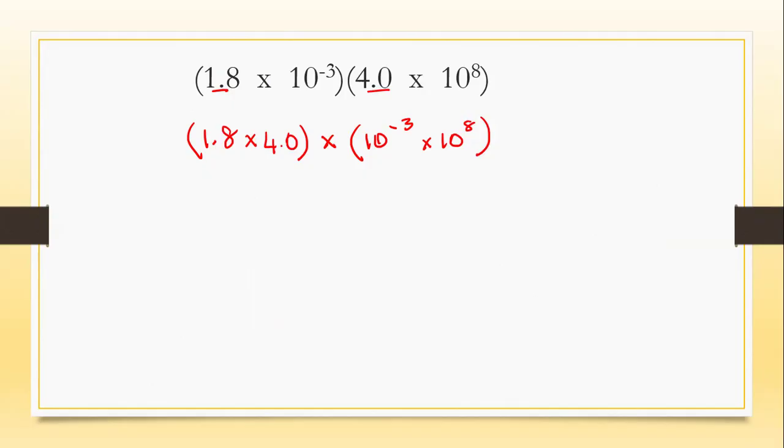1.8 times 4 is equal to 7.2. And we're multiplying that by 10. Bases are the same, so we're going to add the powers. -3 plus 8, giving us a positive 5.